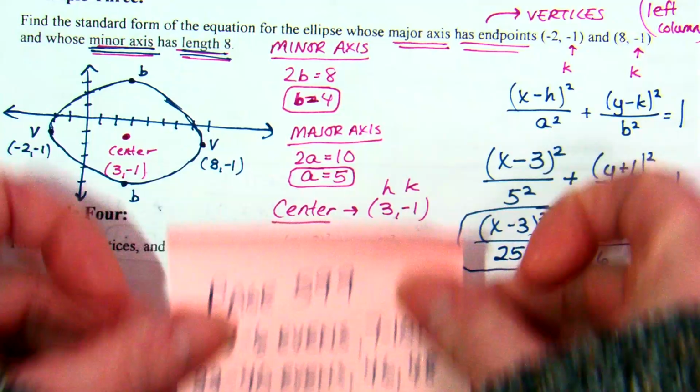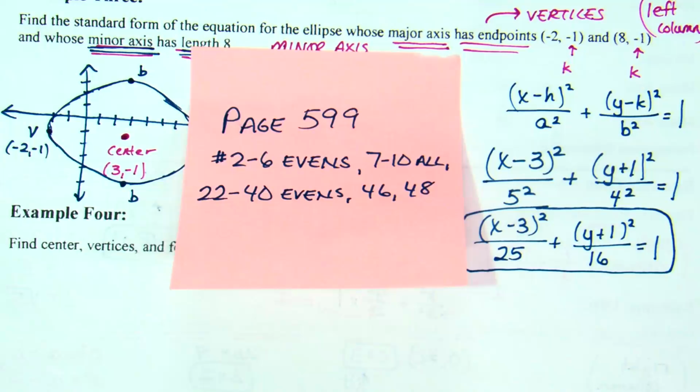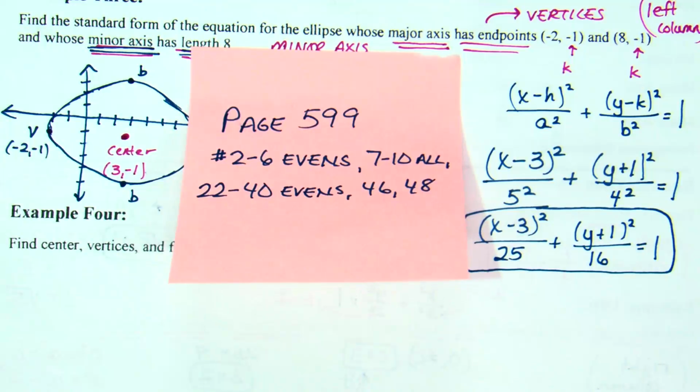If you are virtual and you need the homework, there you go. It's in Skyward, but it's page 599, 2 through 6 evens, 7 through 10 all, 22 through 40 evens, 46, and 48. Not due tomorrow. It will be due Monday, right? Yes. Not tomorrow, I guess Monday, then. That's me processing what day of the week it is. Let me know if you guys have any questions.